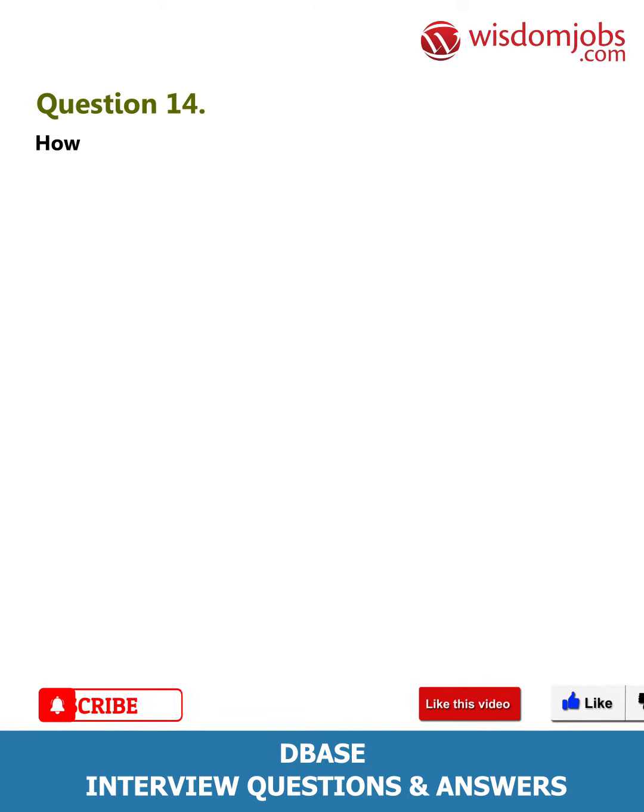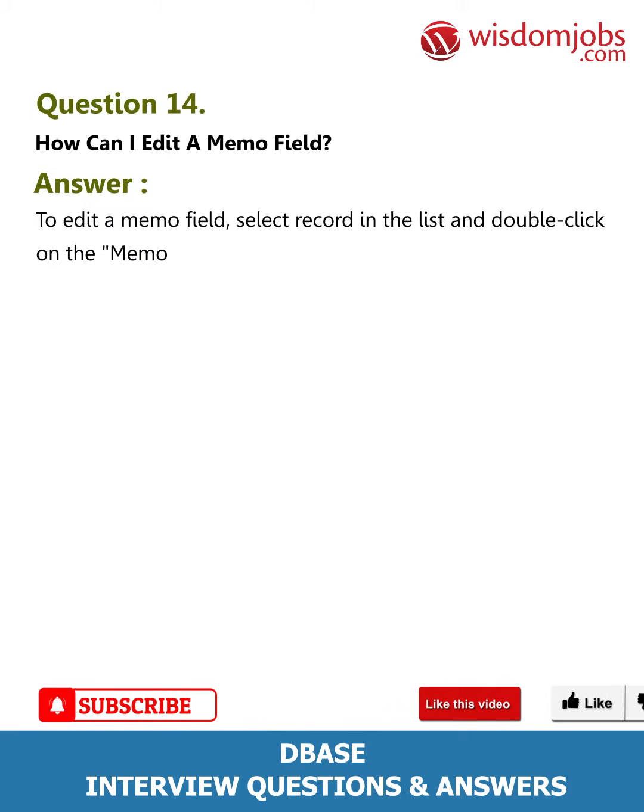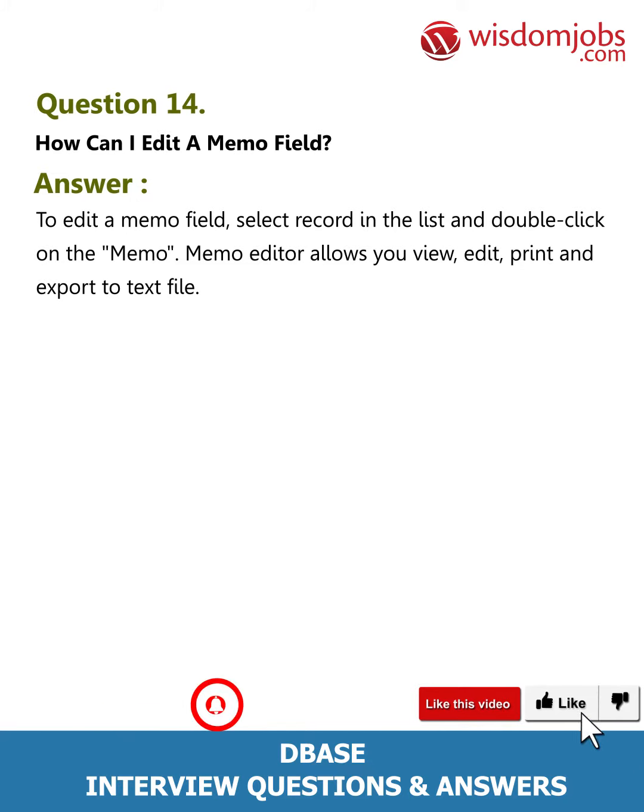Question 14. How can I edit a memo field? Answer. To edit a memo field, select the record in the list and double-click on the memo. The memo editor allows you to view, edit, print and export to a text file.